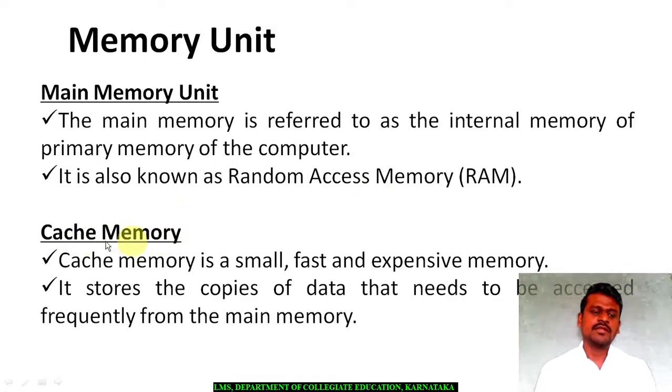Next is cache memory. You can see this cache memory within the memory unit also. The cache memory is a very small, fast and expensive memory, and it stores copies of data that needs to be accessed frequently. That means whenever you perform some operations or calculations, that will be temporarily stored in the cache memory for fast access by the user. Whenever we have done a calculation, it will be stored within the cache memory, and also in the main memory. But if you want to access that data from the main memory, it will take more time. With the help of cache memory, you can access that data very fast. So it only stores the copies of data that needs to be accessed frequently from the main memory, right? These are the operations of cache memory.